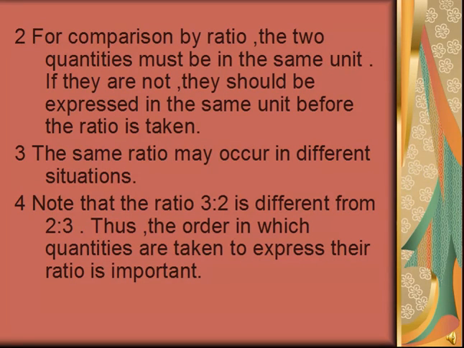For comparison by ratio, the two quantities must be in the same unit. If they are not, they should be expressed in the same unit before the ratio is taken. So, if you take quantities like 7 meter and 700 centimeter, then they are not in the same unit. So we should not take the ratio before they are in the same unit. Otherwise, the ratio would be wrong.